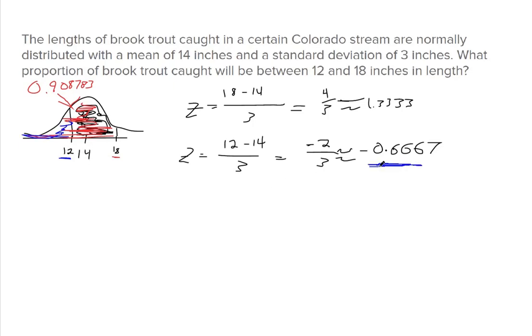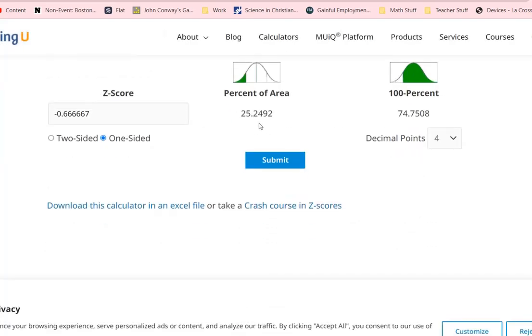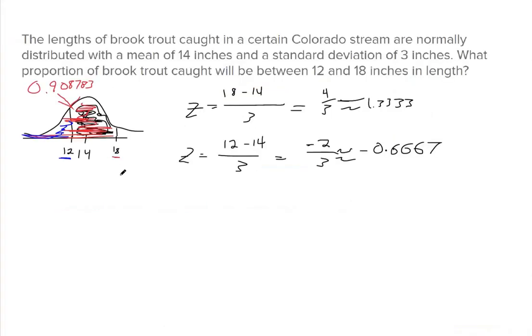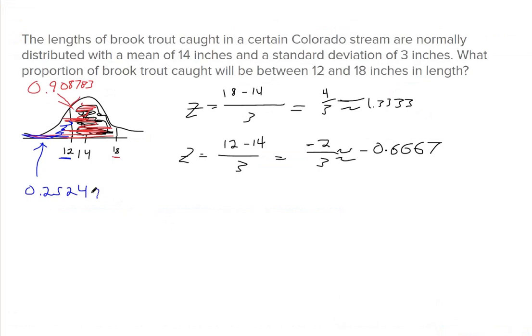So here's our z-score for 12. We already made that conversion. If we plug in negative 0.666667, the area to the left is 0.252492 as a decimal. Okay, so the area between would be found by subtracting these two things.